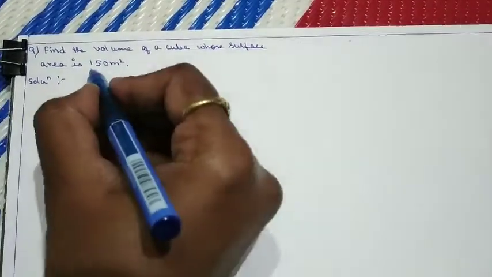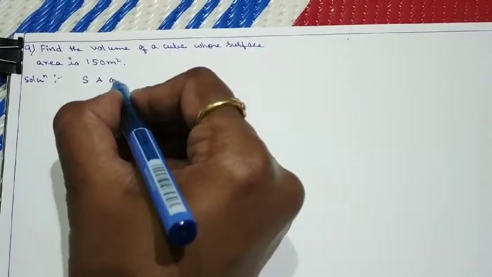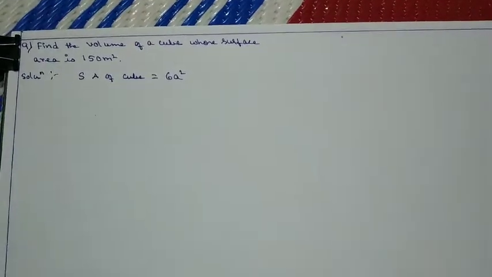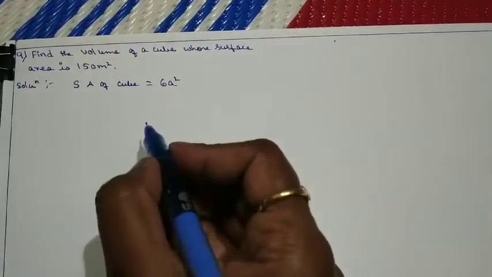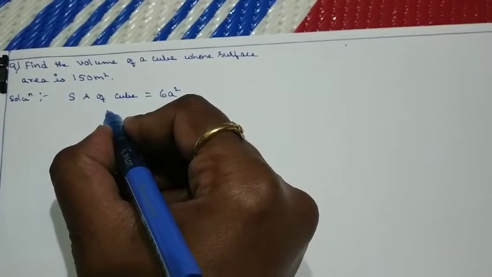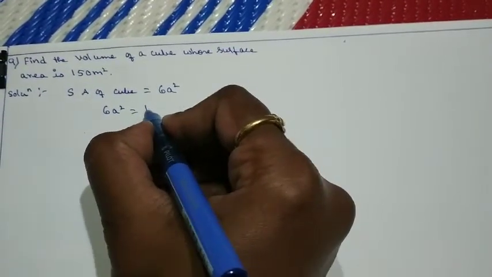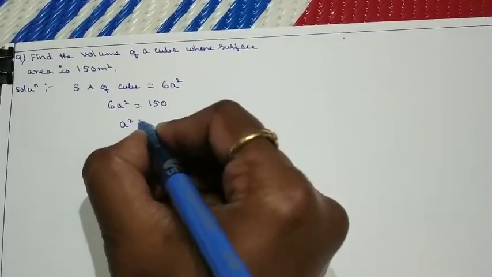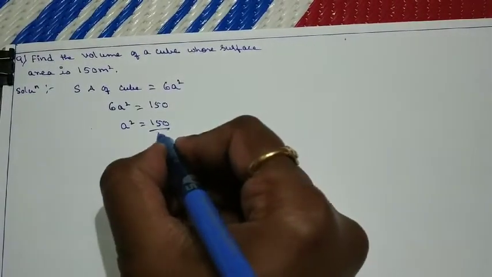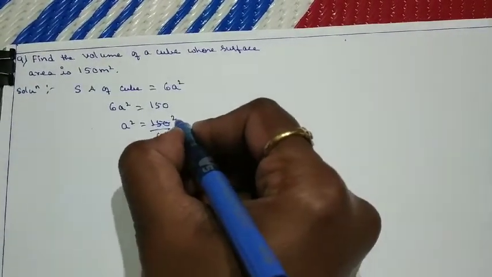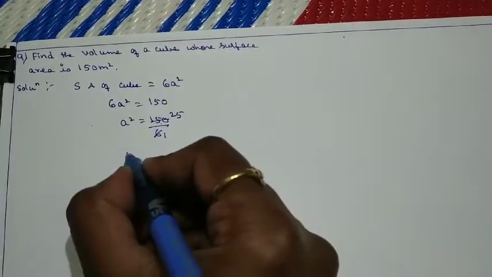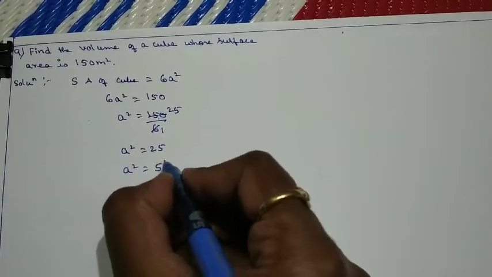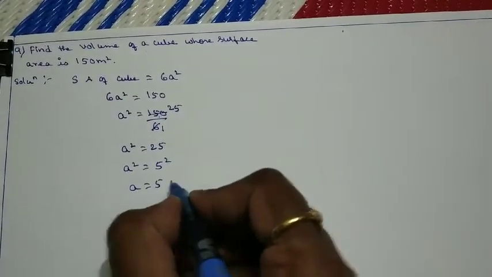given information is surface area. Surface area of cube is equal to 6a square, because we know that a cube consists of 6 faces. Then 6a square equal to 150. Now you find the length of a. Then a square equal to 150 divided by 6. 6 1s are 6, 6 2s are 12, 3 remains, 6 5s are 30. Then a square equal to 25. We know that 25 is a perfect square of 5. Then a equal to 5 centimeter.